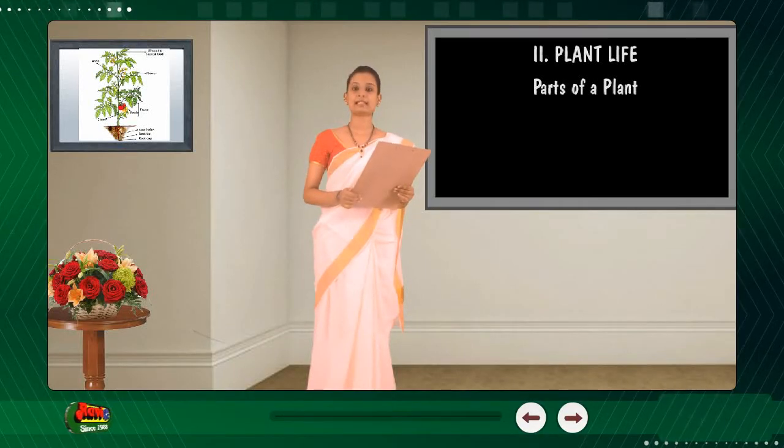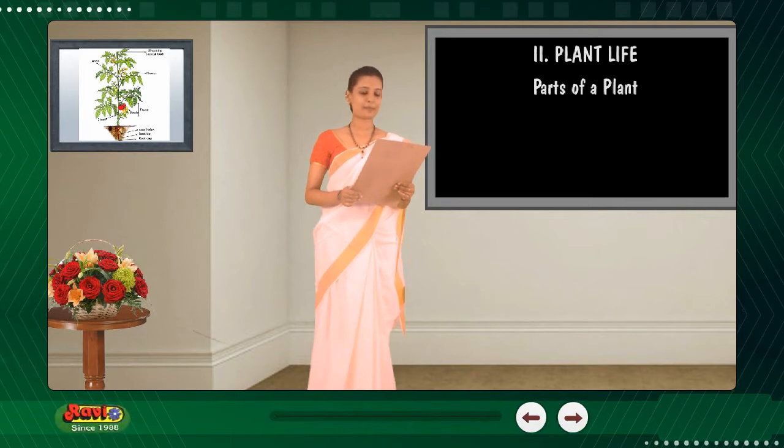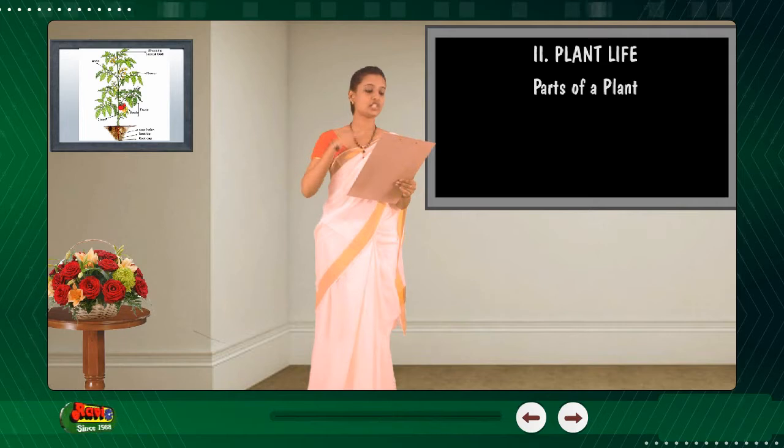2. Plant life. Parts of a plant. Hi buddies. Plant bodies are divided into two regions. They are the underground root portion and the aerial shoot portion, including stem, leaves, flowers and fruits.